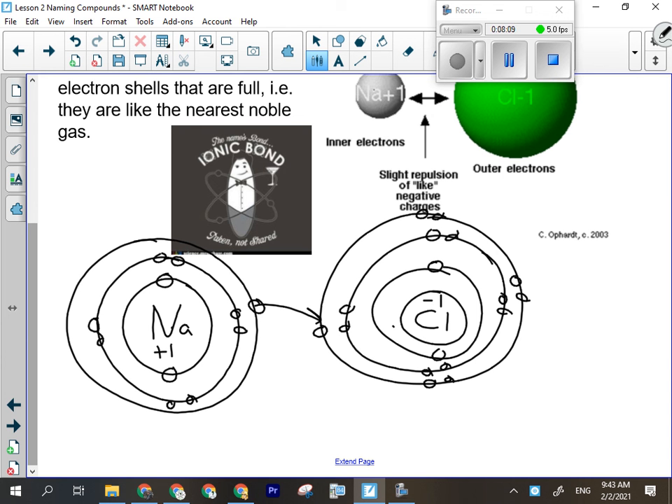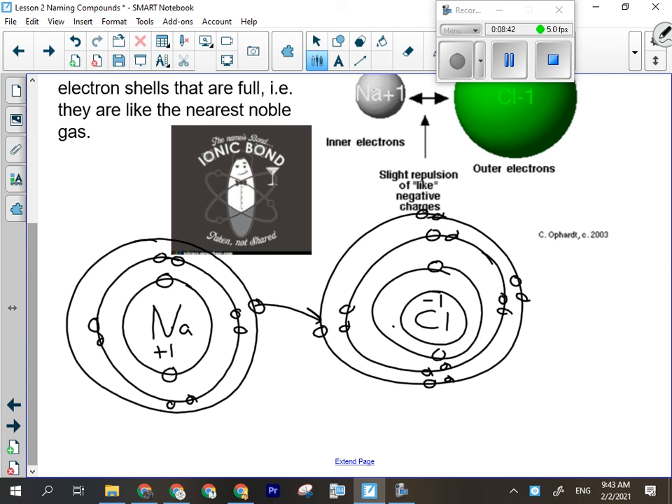But they're both happy now because they got what they wanted. They got their outer shell filled. Now, try not to make a sociological comparison here, but they both got what they wanted. Their outer shells are full. Do they need each other anymore? Nope, they don't. Ionic bonds are very weak. They break easily because, again, don't make a sociological reference here, but they don't need each other anymore. They got what they wanted. They got their outer shell full, so now they're good.